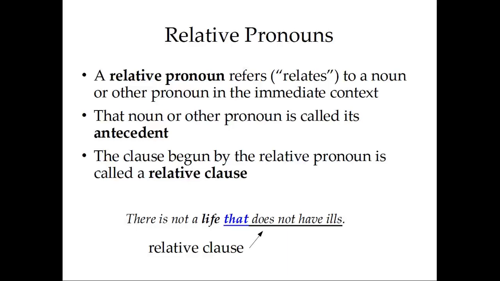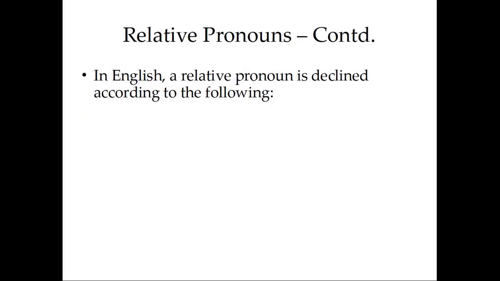And then we have this clause, and it is dependent on the main clause. It wouldn't have any meaning on its own. You wouldn't just say, that does not have ills. You'd be missing something. But it does have its own grammar. In fact, we have the finite verb does or does not. So like many other kinds of dependent clauses, relative clauses have their own grammar in Greek as well as in English.